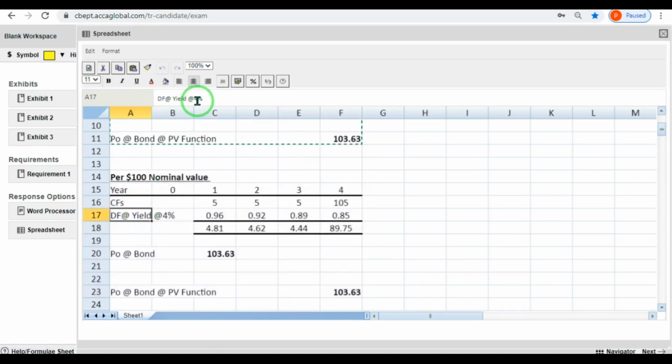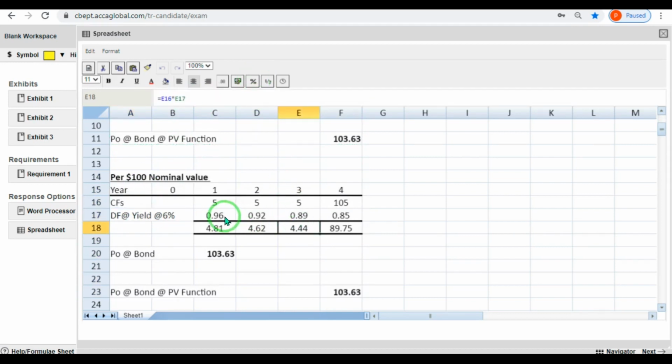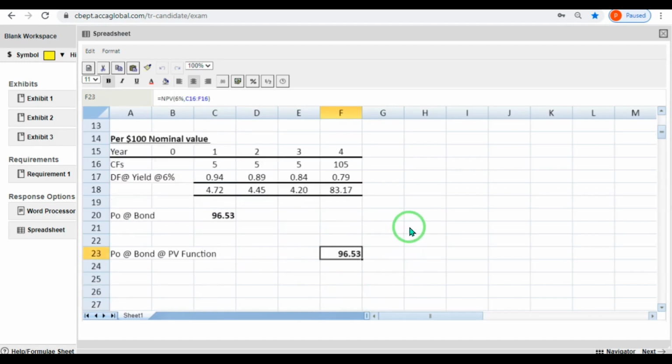Now the yield is 6%. So what happens if it's 6%? We're just going to change this to 6%, enter, and drag this to here. It will automatically change to 96.53. This one, we change this to 6%, and enter. You should get the same answer here, 96.53.